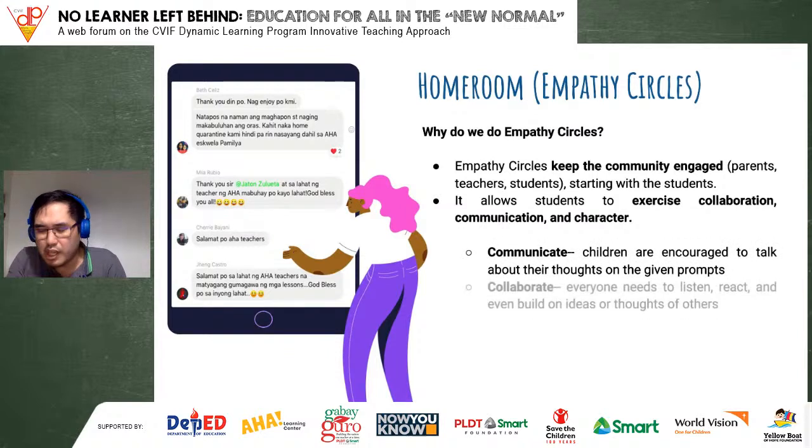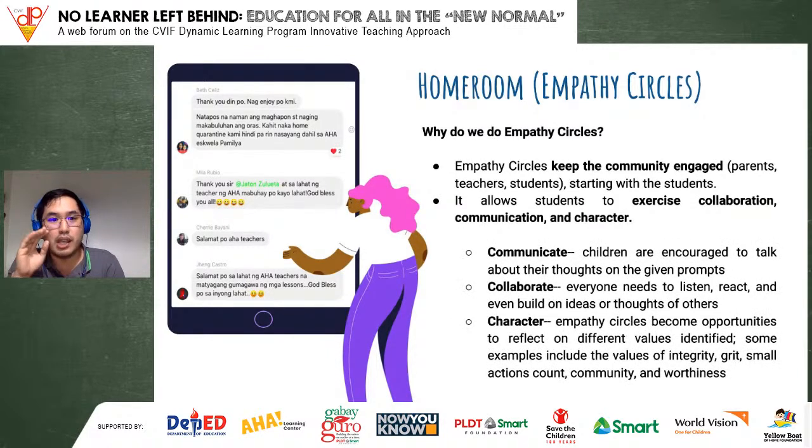Empathy circles po is a very basic tool. It is basically a daily check-in that you do through Facebook Messenger to not only find out, not only to keep communities engaged, as it says here, starting with students, it also allows students and parents to exercise collaboration, community, and character. With the empathy circle, we communicate because every day you're given a prompt. The children react to the prompt. You collaborate because you are encouraged to be in conversation with each other. And like we said earlier, there is a possibility to teach character.